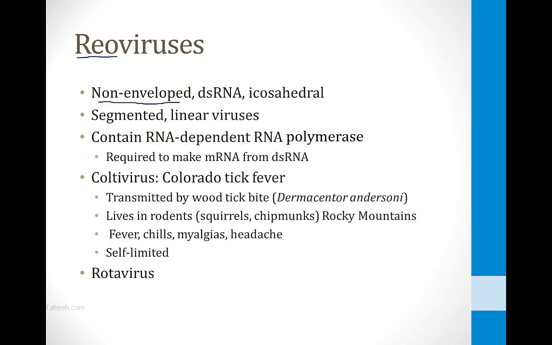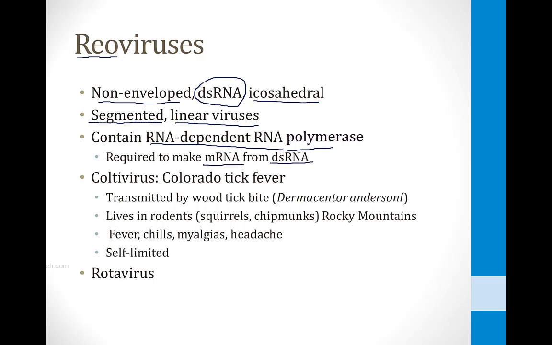They are unique among the RNA viruses in that they have double-stranded RNA for their genome, and they have an icosahedral capsid. Another unusual feature of the reoviruses is that they have a segmented genome. Their genome is made up of 11 segments of RNA, and this is one of 4 families that has segmented genomes. And they are a linear virus with linear RNA in the genome. All of the reoviruses contain an enzyme inside the virus particle called RNA-dependent RNA polymerase, and they need this because there is no enzyme inside of human cells that can make mRNA from double-stranded RNA.